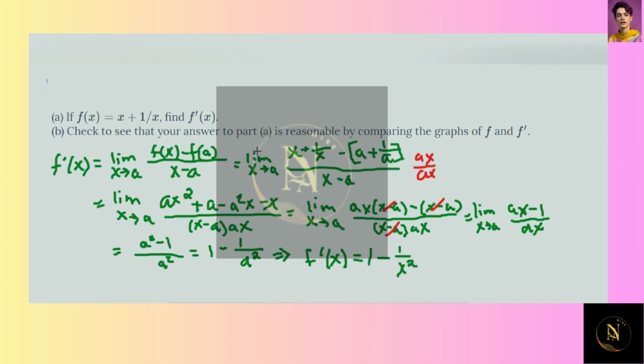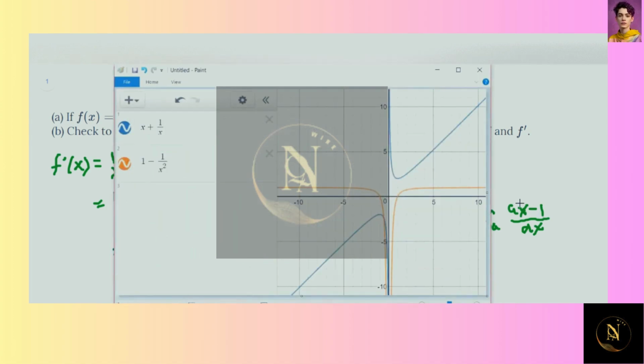Now, we're going to use the graphs of f and f prime to confirm that the derivative of this function, x plus 1 over x, is indeed 1 minus 1 over x squared. So here are the two functions plotted on the same graph. The blue is the original function, f of x, and orange is the derivative function.